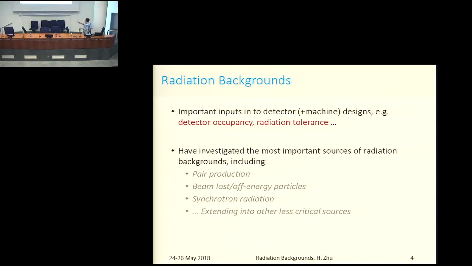So far, we have investigated the most important sources, at least what we believe are the most important at this moment. For example, the pair production following beamstrahlung, then beam loss, sometimes also called off-energy particles, and the backgrounds introduced by those particles. And synchrotron radiation, which is always important at circular machines. And of course, we can easily extend this list to other sources.